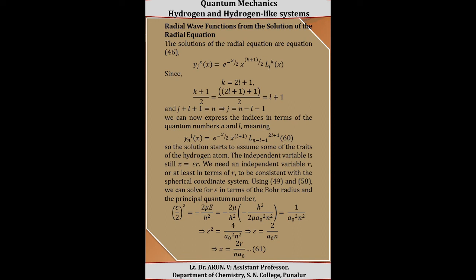or (epsilon by 2) the whole square, that is equal to minus 2 mu E divided by h cross square, that is equal to 2 mu by h cross square into minus h cross square divided by 2 mu n square a0 square, that gives 1 by a0 square n square, or epsilon square, that is equal to 4 by a0 square n square, or epsilon is equal to 2 by a0 n, or x is equal to 2r by n a0.